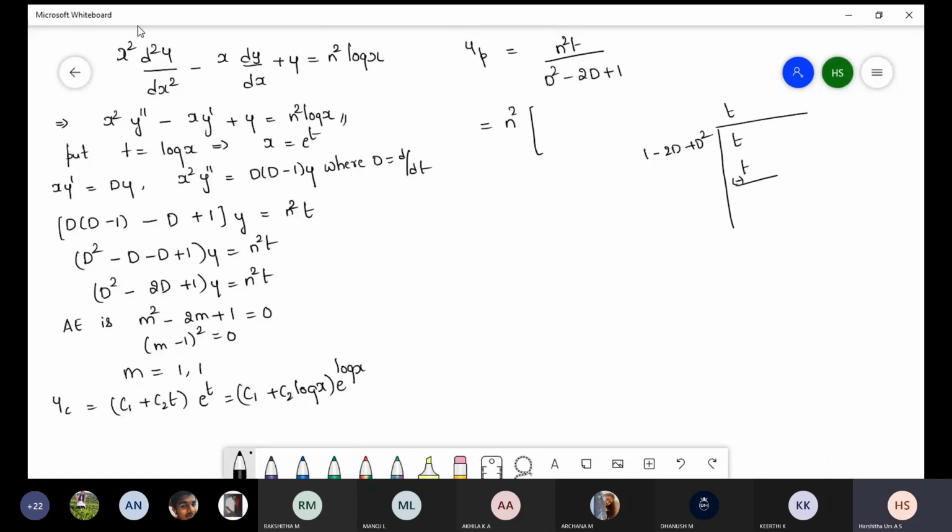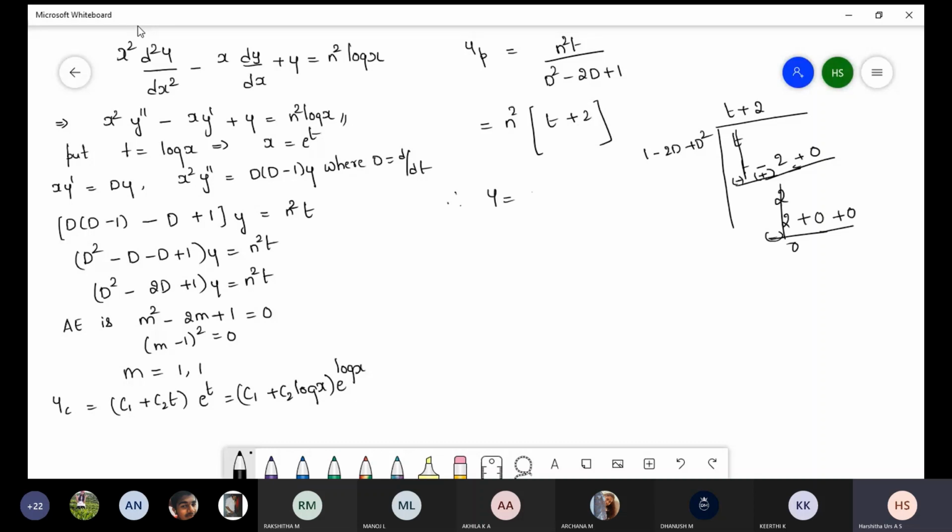So again differentiation of t is 1. So 1 into minus 2 is minus 2. Again double differentiation of t is 0. Next, t and t will get cancelled, and we get plus 2. To get a plus 2, again I have to multiply 1 with respect to 2. So here 2. Change the sign. So here it will become 0. Again differentiation of the constant term is 0. So I will get here t plus 2.